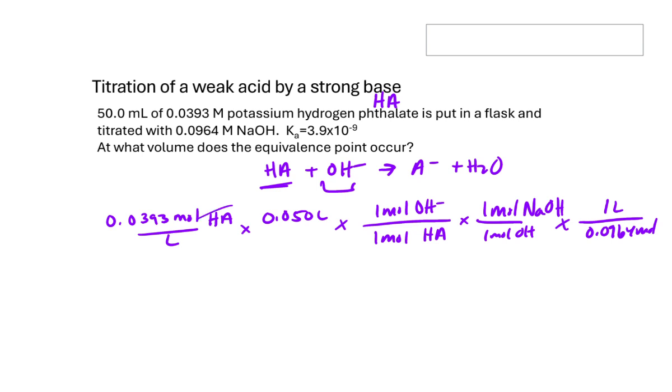And so when we cancel out, moles of HA cancel, liters of HA solution cancel, moles of OH minus cancel, and moles of NaOH cancel, we're going to be left with liters of NaOH solution. And then what we find is that we'll get 20.4 milliliters. In liters, this was 0.0204 liters. So what this is telling us is that it takes 20.4 milliliters of 0.0964 molar sodium hydroxide to reach the equivalence point.